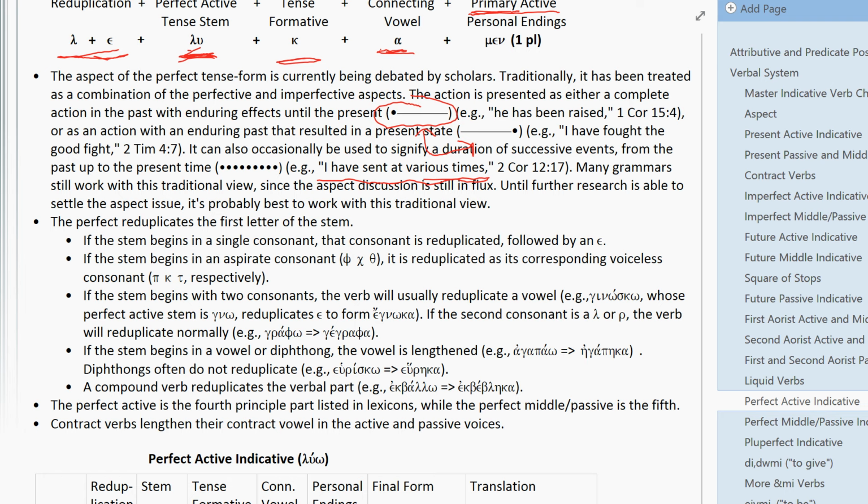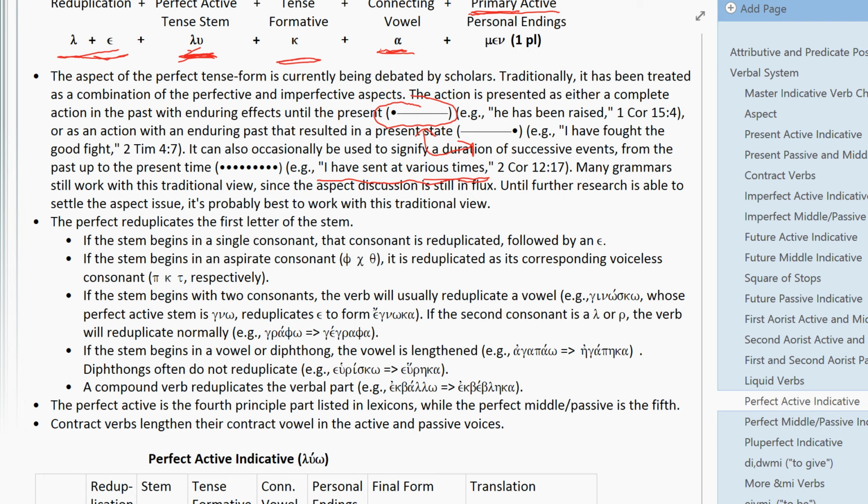So if you had something like thelo, it would not do this. That's what it would not do. What it would do is the corresponding unaspirated consonant, like that. Of course, this would be different because it would all be in the perfect. It would change according to the morphology of the perfect tense. But this would be the reduplication, like that. Okay, the third rule. The third rule is that if the stem begins with 2 consonants, the verb is usually going to reduplicate a vowel.